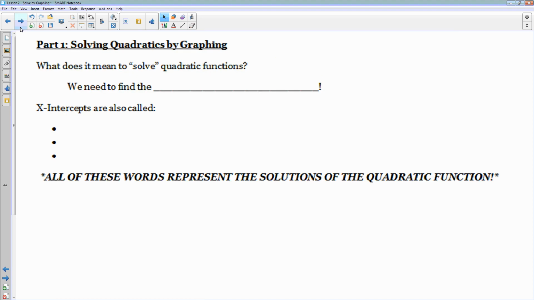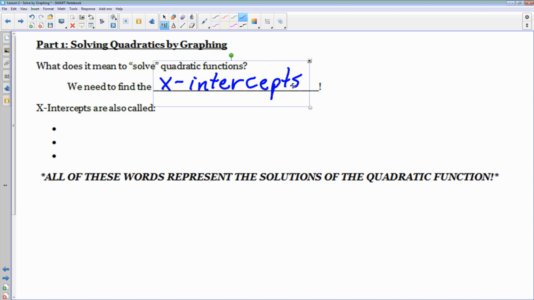So what does it mean to solve a quadratic function? What that means is you're basically needing to find the x-intercepts. Okay, that's what we're looking for when we're trying to solve by graphing. We're just looking at where do we cross the x-axis.